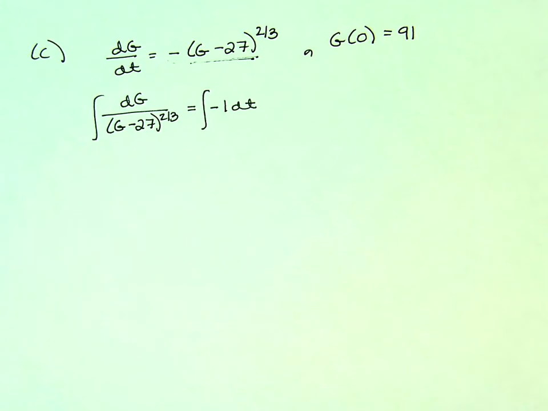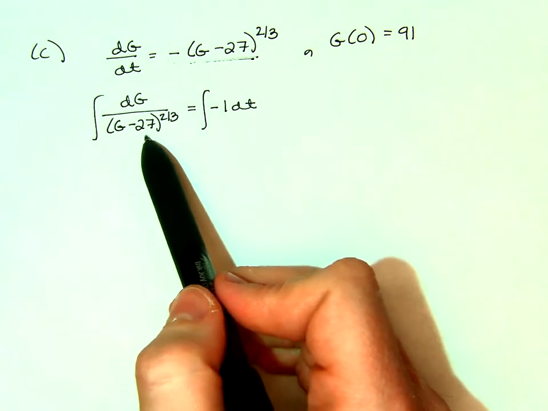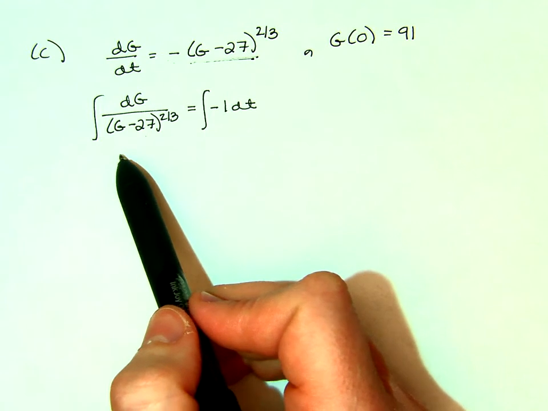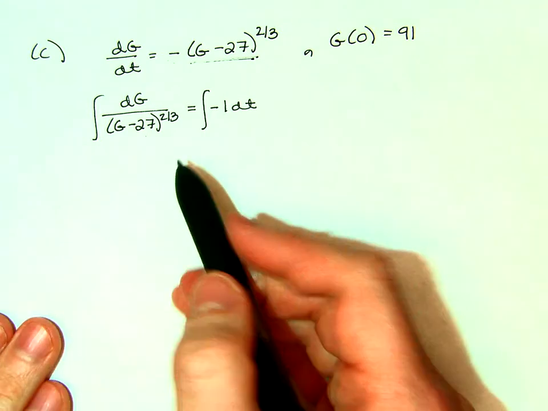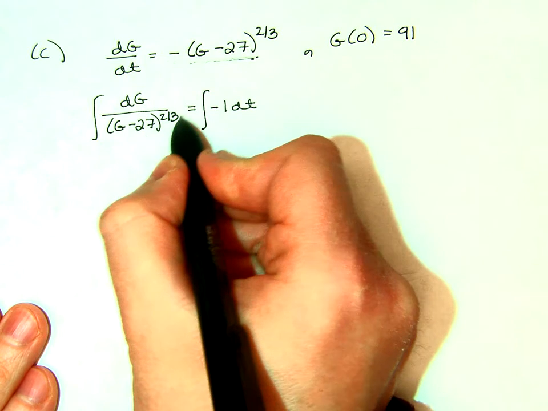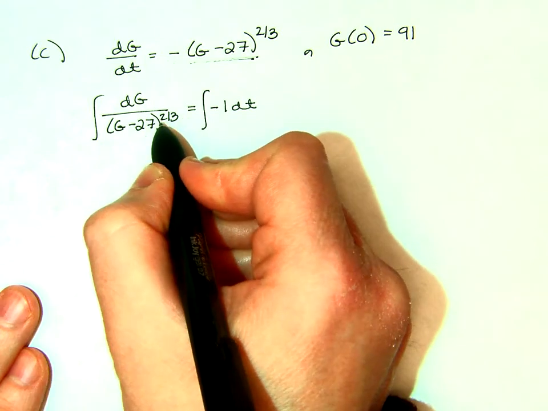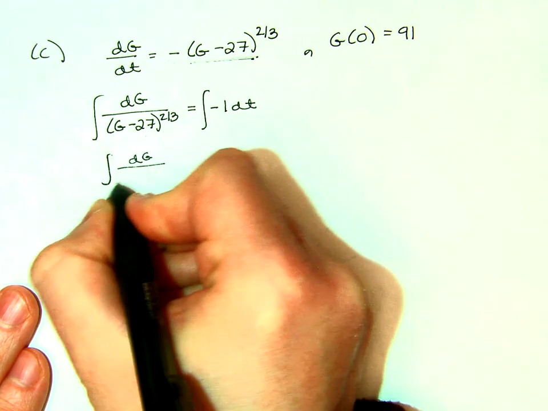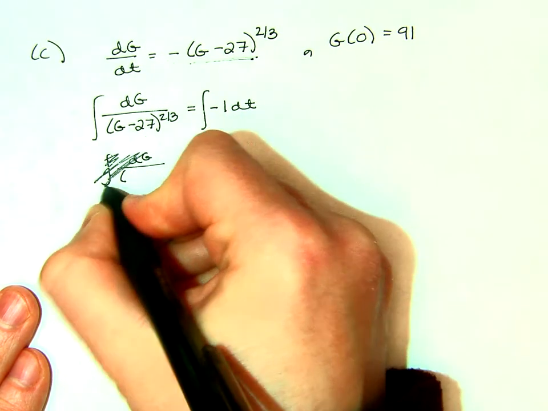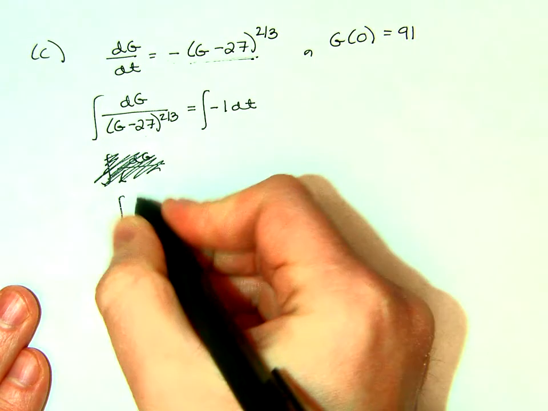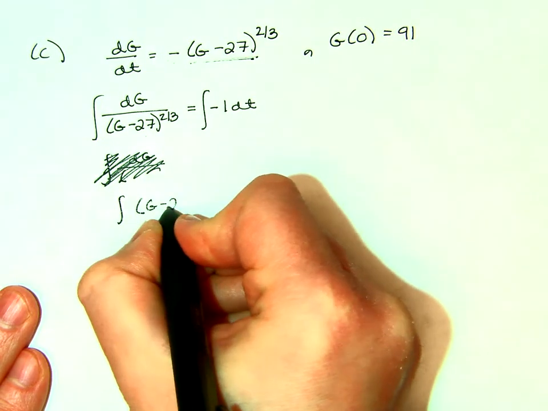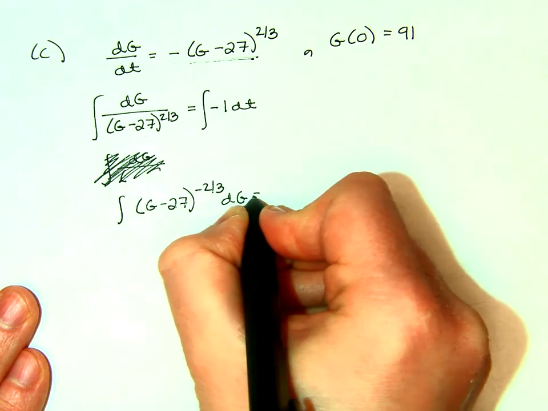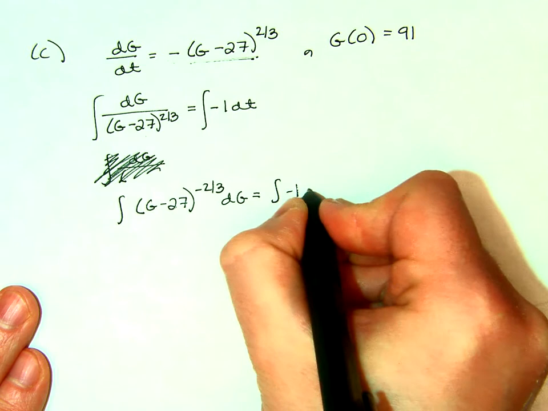Now on the left, if it was just dg over g minus 27 to the first, that would be my case where I get natural logs. I do a u substitution, get natural logs and all that stuff. In this case, though, because my power is a 2/3 in the denominator rather than a 1 in the denominator, this is just going to be a power rule sort of problem, although I will still have to do a u substitution. What I meant to rewrite was the integral of g minus 27 to the negative 2/3 dg equals the integral of negative 1 dt.